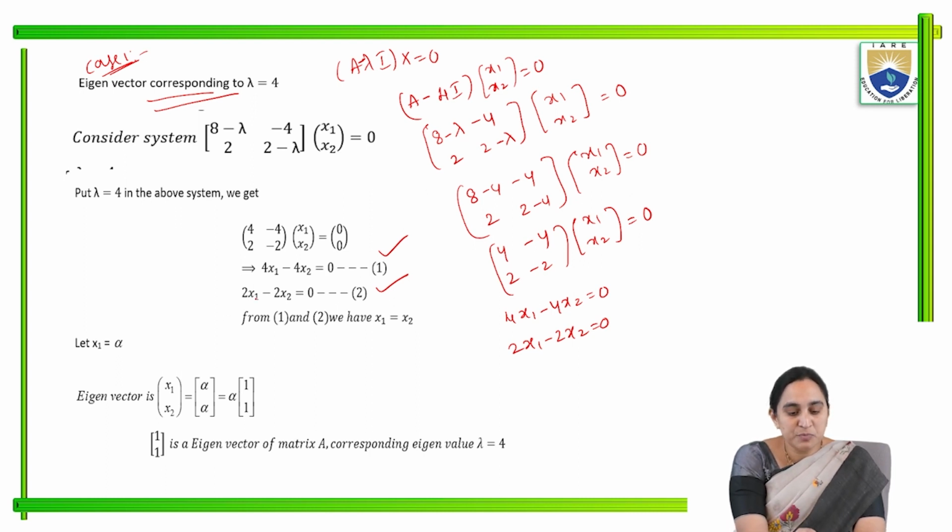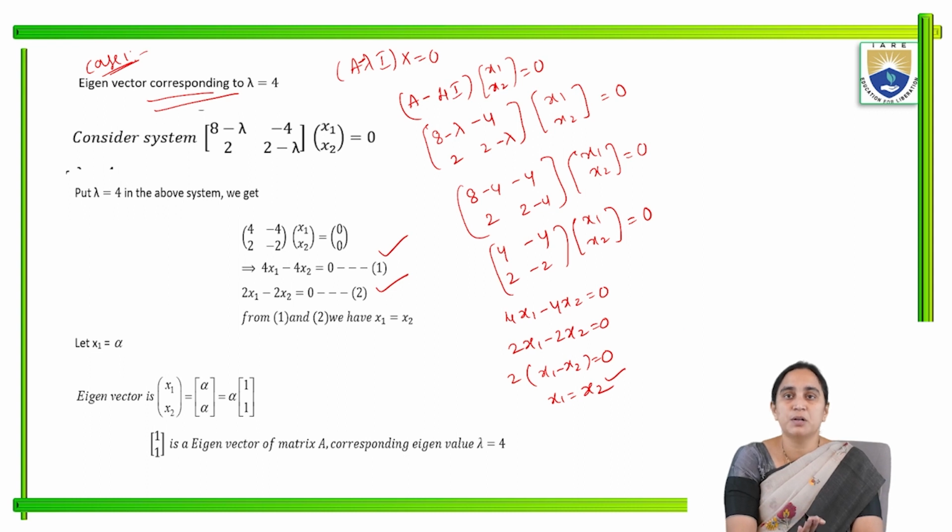How did we get it? Observe the second equation: I take 2 common, so x1 minus x2 is equal to 0. From that, x1 is equal to x2. That means we get x1 is equal to x2, but we are not getting the x1 value and the x2 value separately. For this case we have to assume one value as an arbitrary constant.